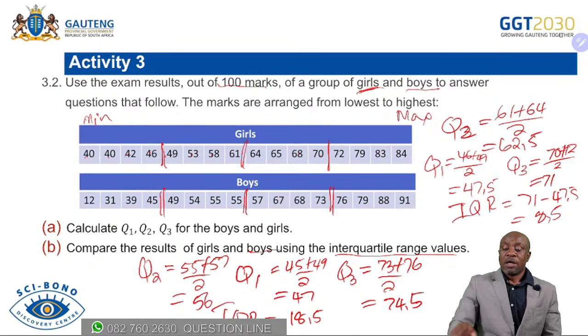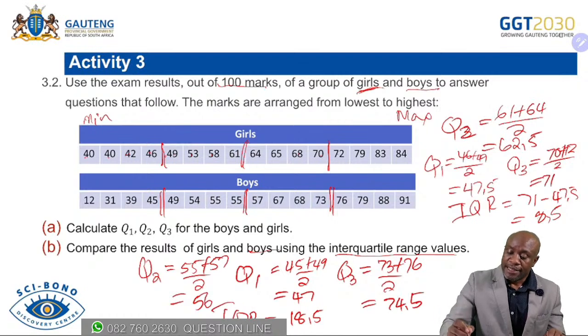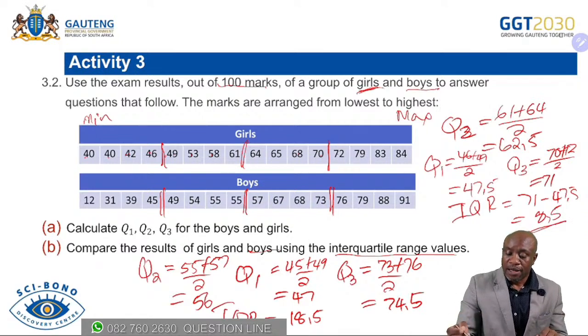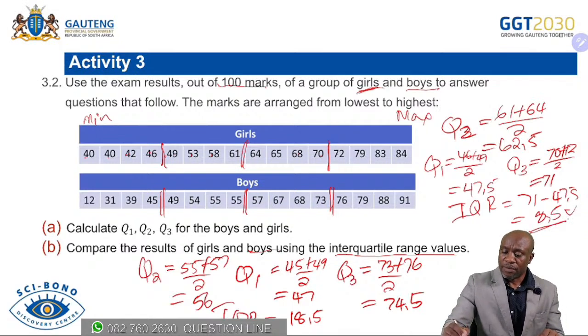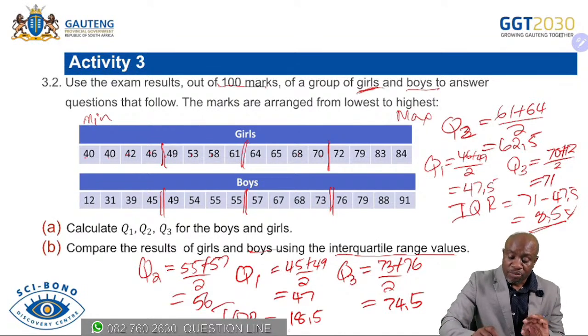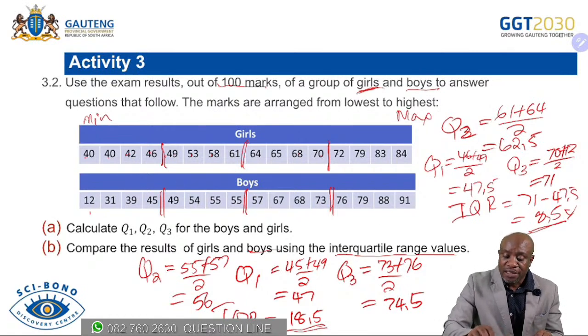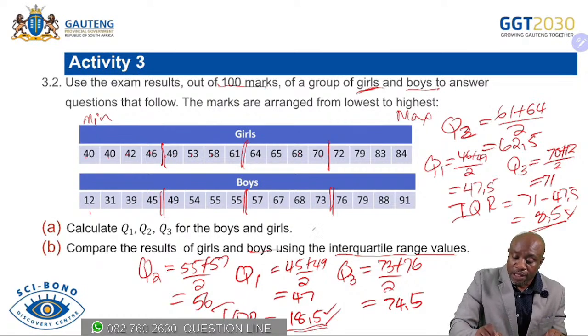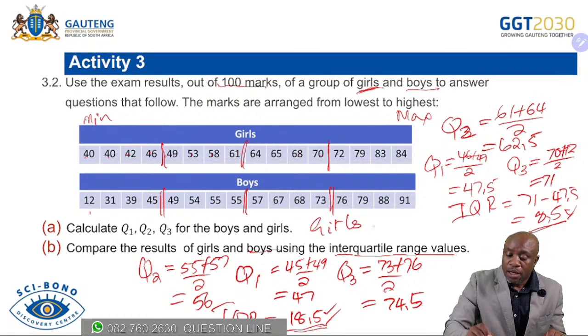If you look at the two, the boys are not consistent, but the girls are more consistent because their IQR is 8.5. So the middle values for girls differ in small margins. They differ by 8.5. So the performance, it's not about the highest value here. That means the values for boys are much more different. In other words, they are not consistent, because when we measure performance, we want consistency. So I would say the girls have done better because they are more consistent.